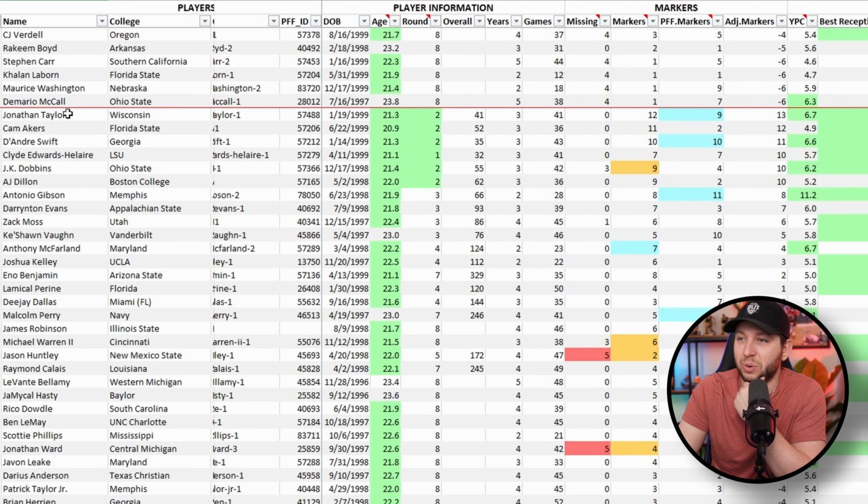Feels pretty good. 2020: JT, Akers, Swift, Clyde Edwards-Helaire, J.K. Dobbins, A.J. Dillon, Antonio Gibson. There's your top 7.